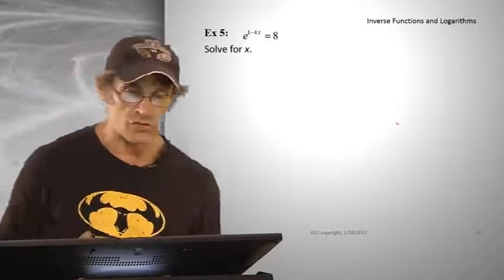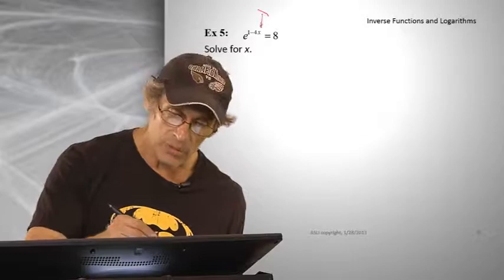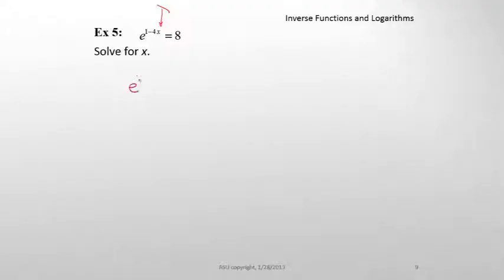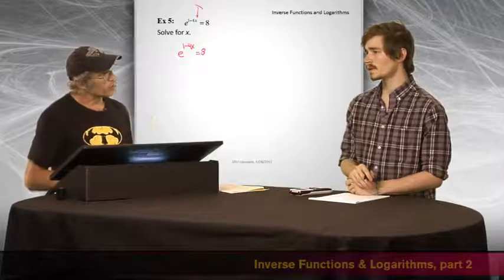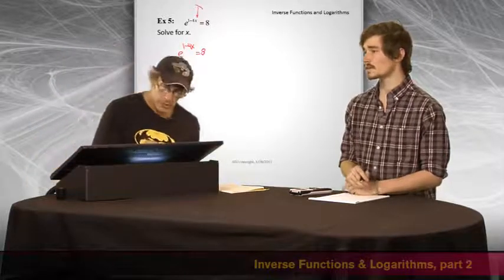Now x is kind of trapped up in the exponent, and I want to remove it. So when I write down e to the 1 minus 4x and set it equal to 8, my first goal is to remove x from the exponent. And how do I do that? What do I do on both sides of the equation? Take the natural log of either side.